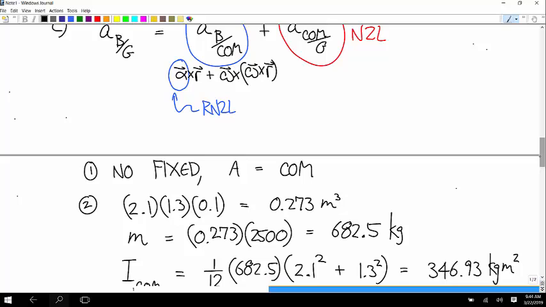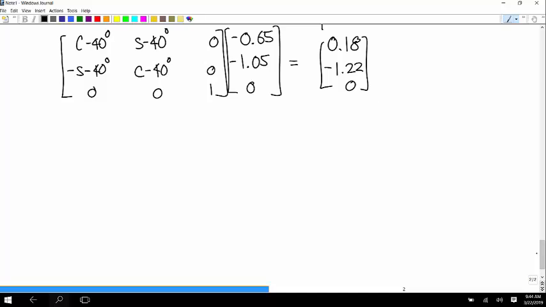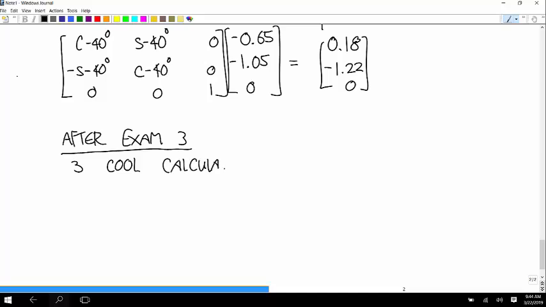Okay. Well, we have a test on Monday. And after the test, here are the last things that I'm going to do for rigid bodies. In the next class after exam 3, I'm going to do 3 cool calculations, in my opinion. Your mileage may vary. The first one involves objects rolling down a ramp.